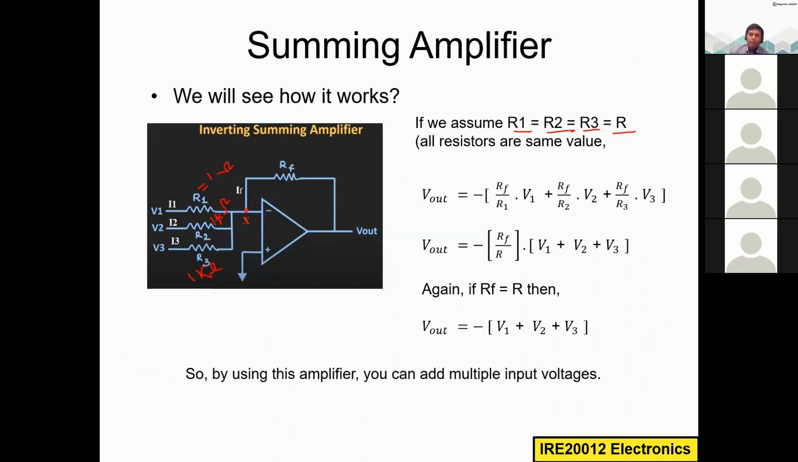So all the 3 resistors are equal. That is what I mentioned here: R1 is equal to R2 is equal to R3. So we can just consider them simply as R. All resistors are the same value.